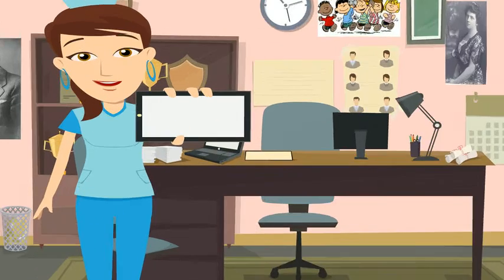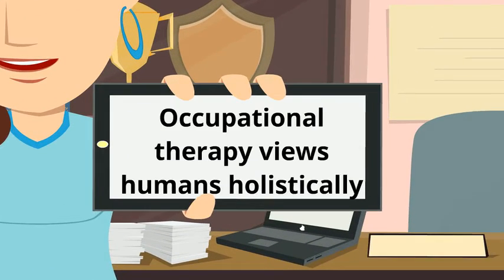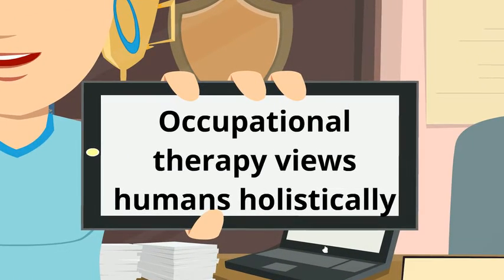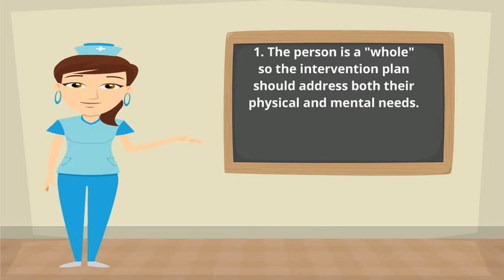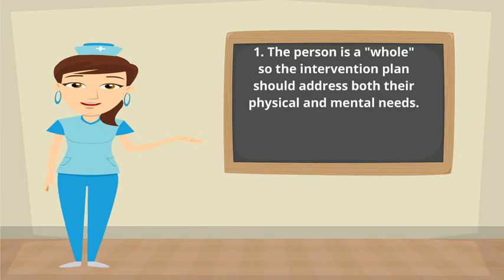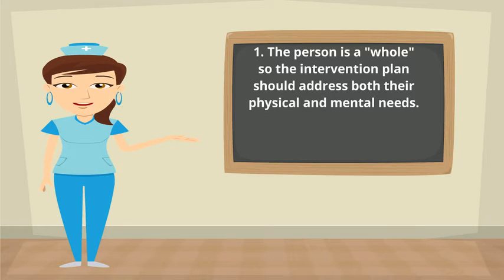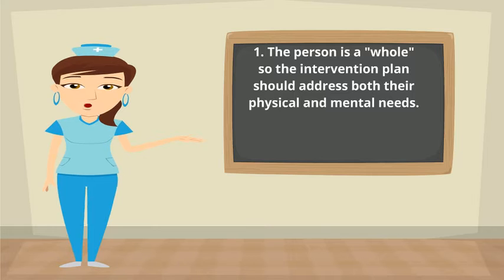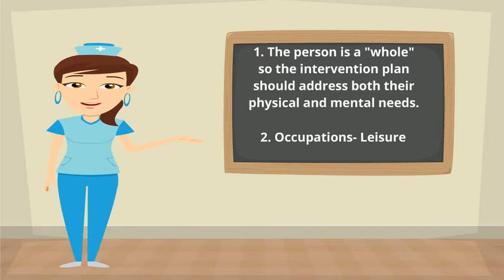So, what core concept was just demonstrated? That's right. The person as a whole, so the intervention plan should address both their physical and mental needs. Mallory just demonstrated this by not only working with Beverly on the physical part of knitting, but also the mental part. In addition, Mallory did a great job of identifying and working with Beverly on her leisure occupation, knitting.